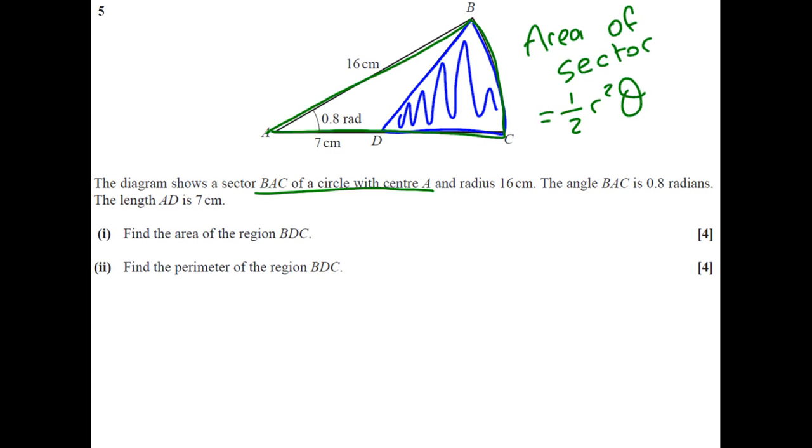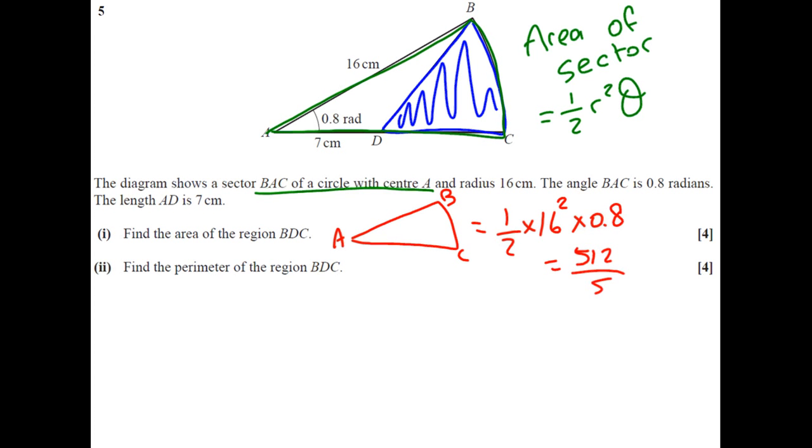So the area of ABC is going to be a half, radius is 16, 16 squared times by 0.8. You can put that into your calculator: half times 16 squared times 0.8. 512 over 5. Okay. And now we want to take away the area of this triangle, and that will leave us with the area that we want. Okay.